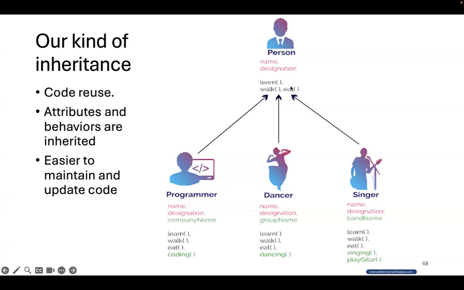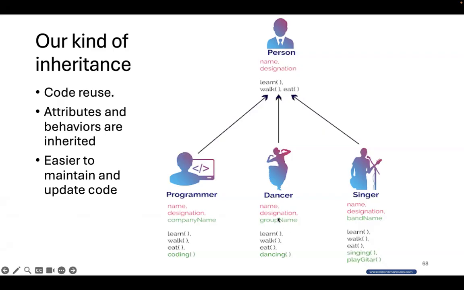And so what we're going to do is have some class from which we inherit properties and behaviors. So for example, we've got a person up here. A person has fields including their name and their designation, and they have behaviors such as they can learn, they can walk, they can eat. And then we've got different types of people, where we've got a programmer who works at a company and does coding. So those are new properties and behaviors, new fields and methods that a programmer is able to do.